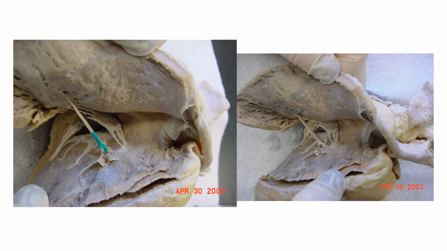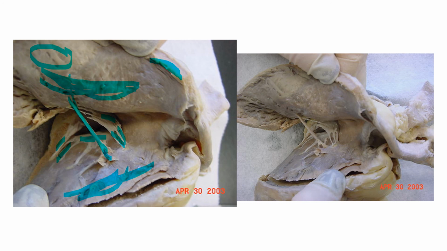Here is a moderator band, and it connects the IV septum, where we have conductive cells, to the lateral, this is the IV septum over here. And the moderator band is connecting to the lateral right ventricular wall. We can see the leaflets up here of the right AV valve with the chordae tendineae. Here we see trabeculae carneae, the bumpy appearance.